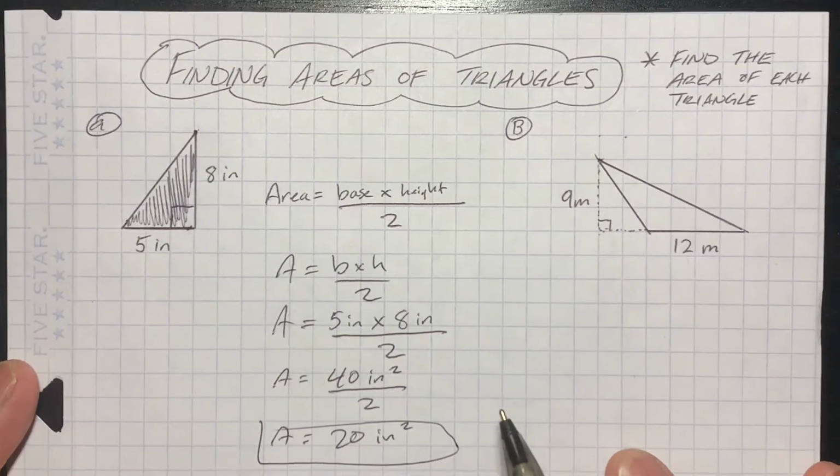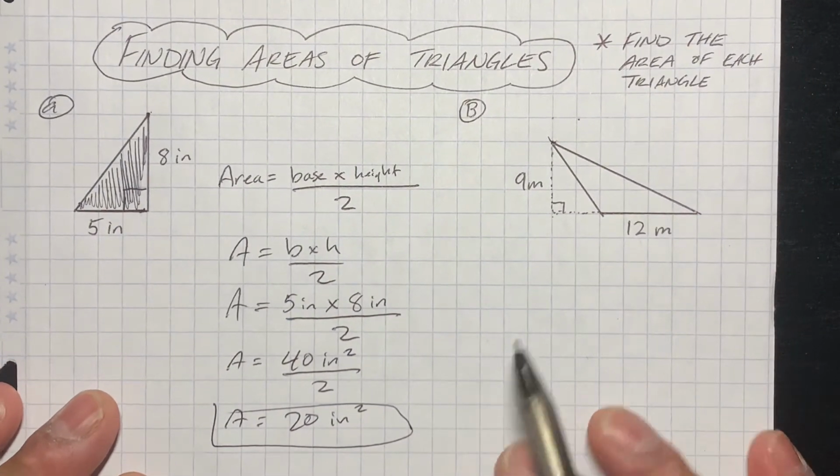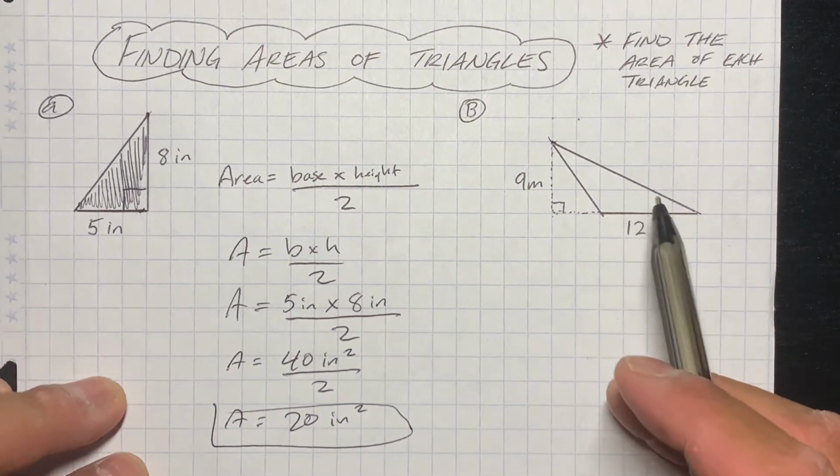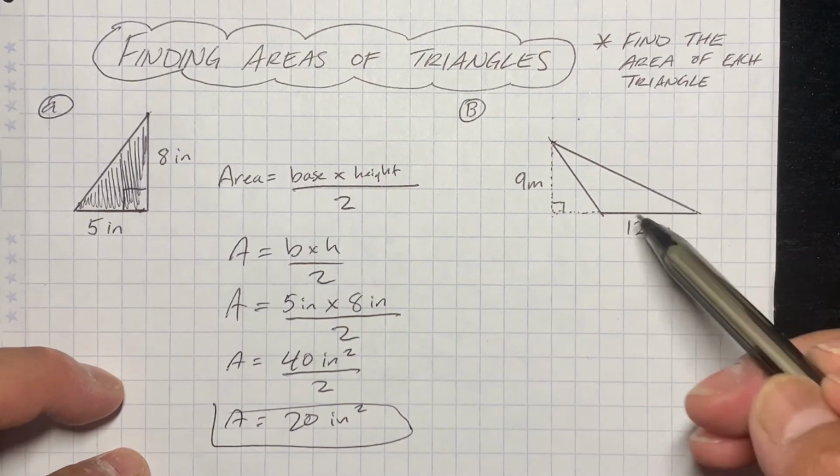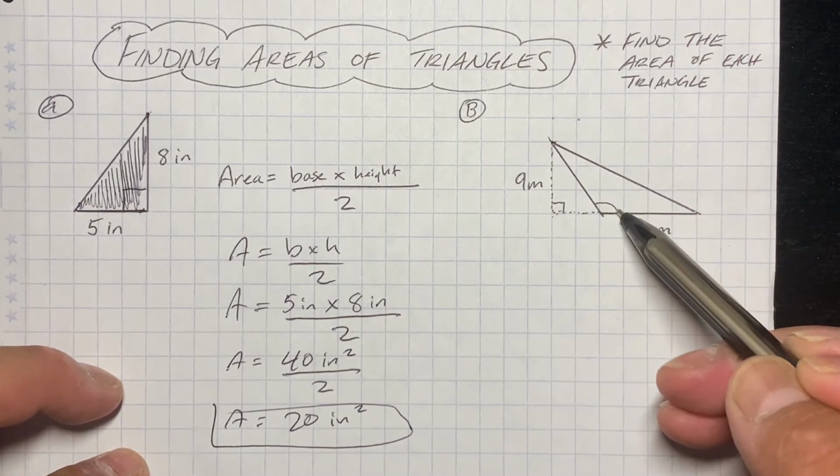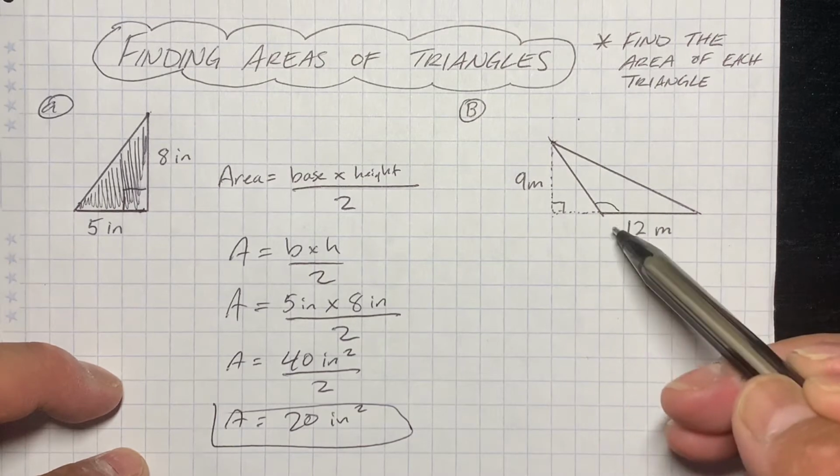Now let's look at B here, okay? So B here, we do again have another triangle. So check this out. Inside this triangle, you have an obtuse angle, more than 90 degrees.